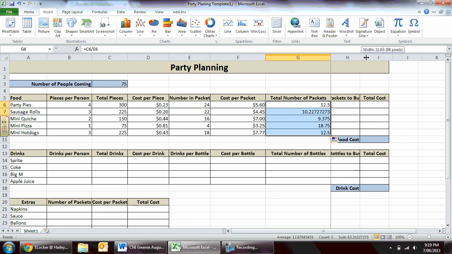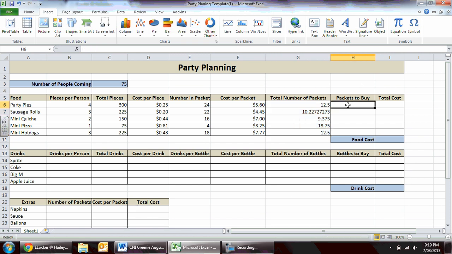Now, I can't buy 12 and a half packets of party pies. They don't like it if you go to the store and start opening it. So what we're going to say is equals round up, G6. So round up is going to round up whatever's in cell G6. And I need to say how many digits I want. I'm going to say 0.